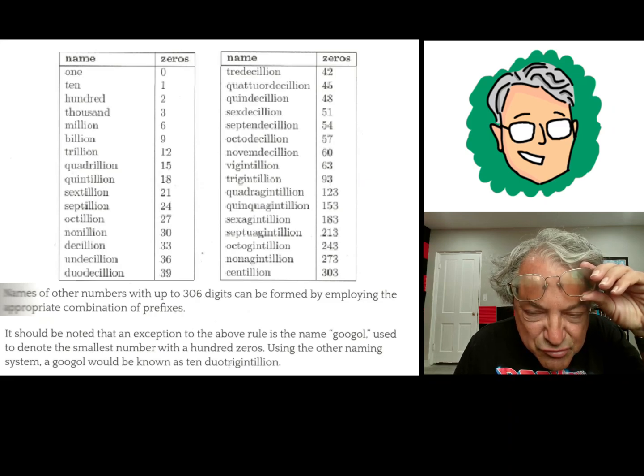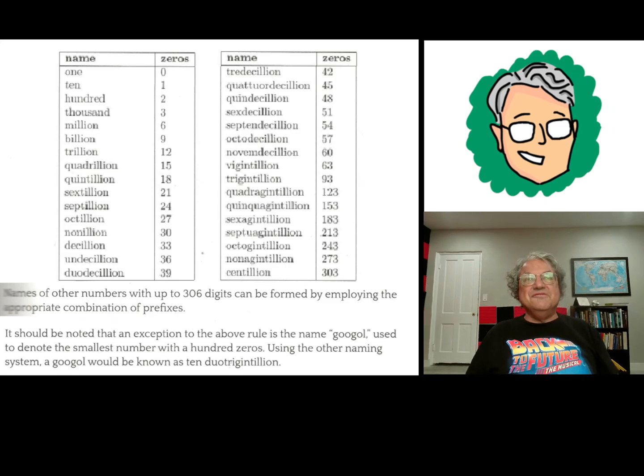Finally, the largest number with a name. It's not quite true, but the largest number with a simple name is centillion, and that has 303 zeros. And cent is the Latin prefix for 100. Using this system, you can actually get numbers with up to, I think, 305 digits, or maybe 306. So the largest number in the system would be something like 999 centillion, and then you can keep going. You keep adding the prefixes. I don't think anybody really uses these numbers anyway, but they do exist.